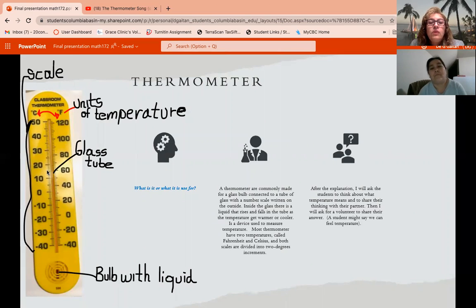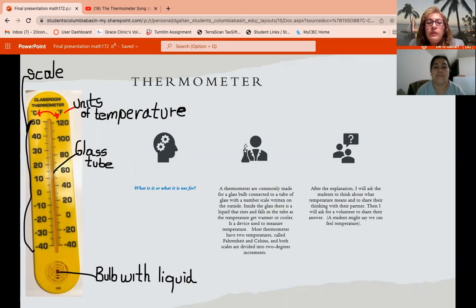Okay, so Ms. Espinosa, do you remember what it is used for? It's used to check the temperature, how cold or hot something is. Yeah, a thermometer is commonly made of a glass bulb connected to a tube of glass with a number scale graded on the outside. Inside the glass, there is a liquid that rises and falls in the tube as the temperature gets warmer or cooler.